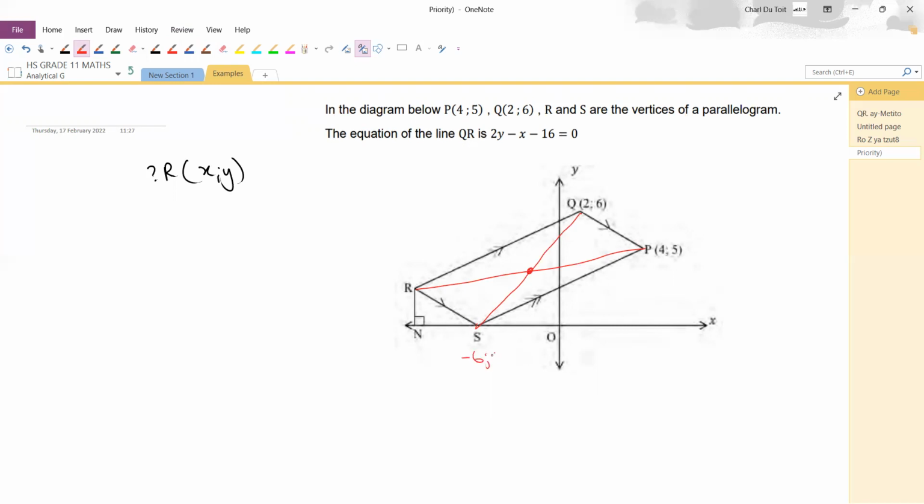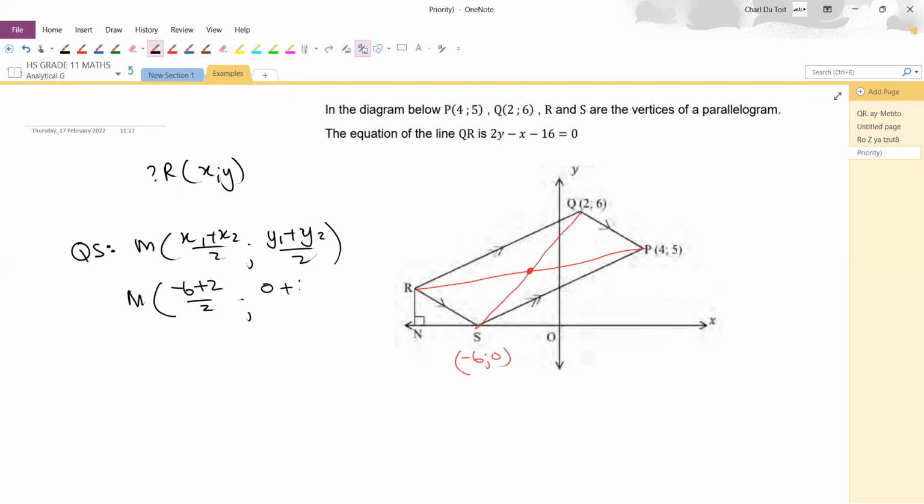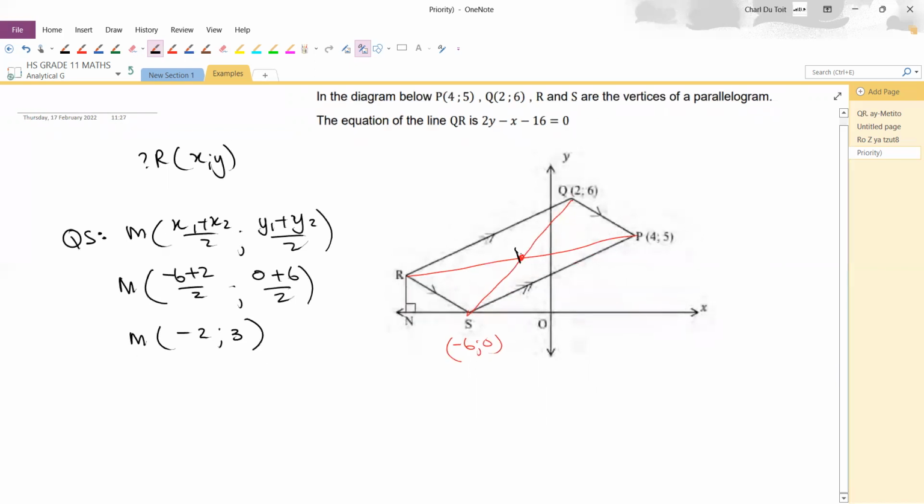Again, we have -6 and 0 there. So I can do it this way. I'm starting with QS. The midpoint is the one x plus the other x value divided by 2, and the one y plus the other y value divided by 2. So let's get the midpoint of QS. It's a longer method. This is -6 plus 2 over 2, and 0 plus 6 over 2. So that midpoint value is -2 and 3.